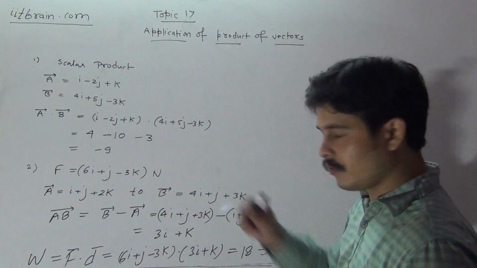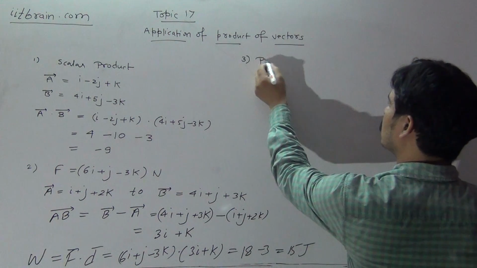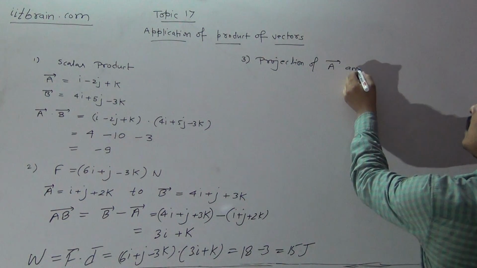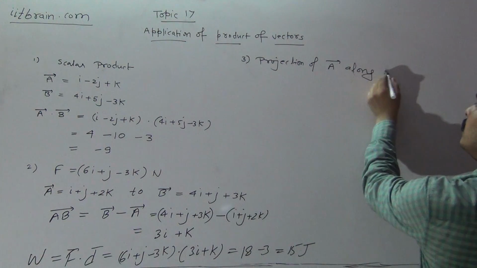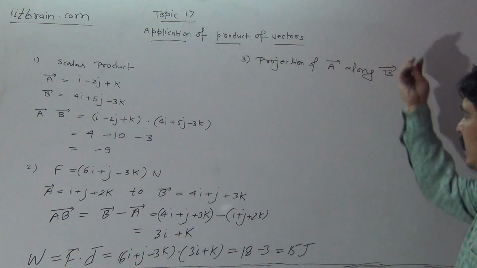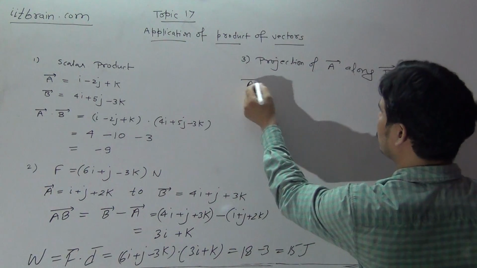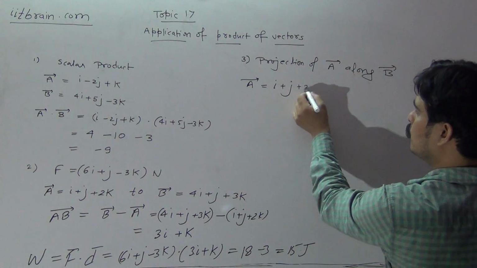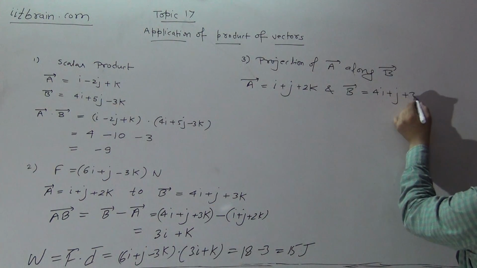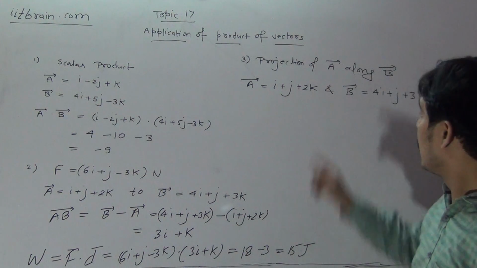Then this is the application of scalar product, and another application is to find the projection of a vector along b vector. Suppose we have to find the projection of a vector along b vector, and let a and b be the same as in the previous problem. It is i plus j plus 2k, and b vector is 4i plus j plus 3k. These are two vectors, and we have to find the projection of vector a along b vector.